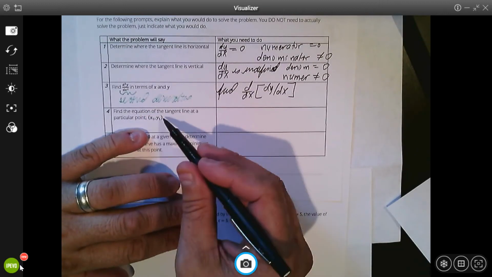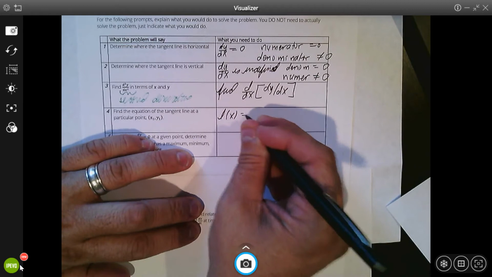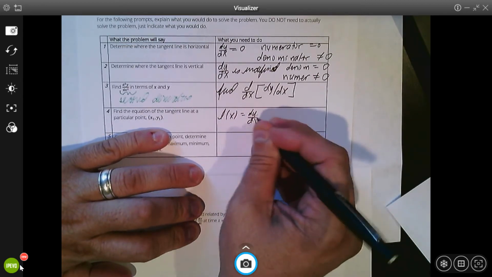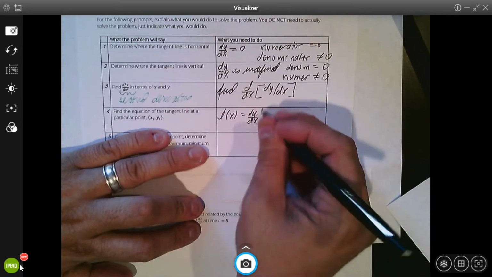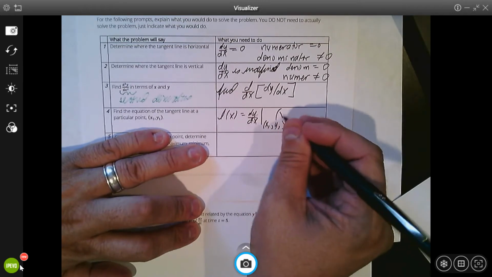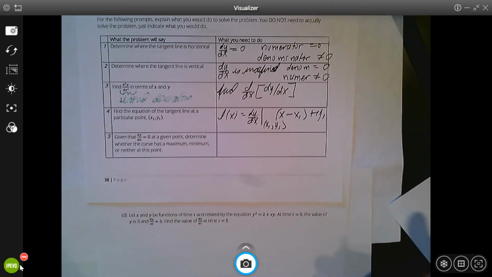If I asked you to find the equation of the tangent line, well, you're going to say L of x is your slope. Where does that slope come from? It's going to be the value of dy dx at this particular point. So I'll say at the point x1 comma y1, and then it's x minus x1 plus y1.